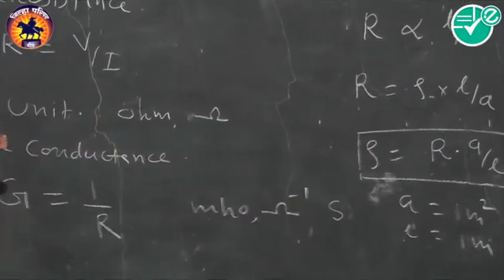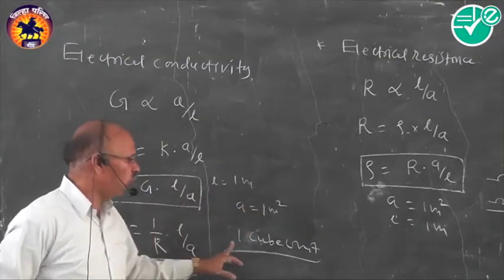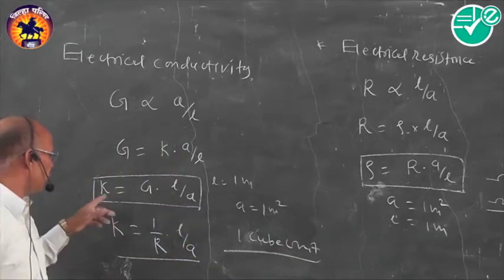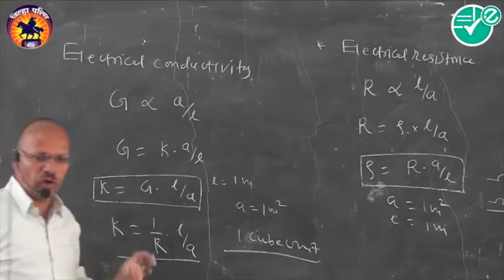After this, we take length 1 meter, that is 1 cube unit material offers some conductance. The same conductance we call electrical conductivity. So these two equations we have to remember here.